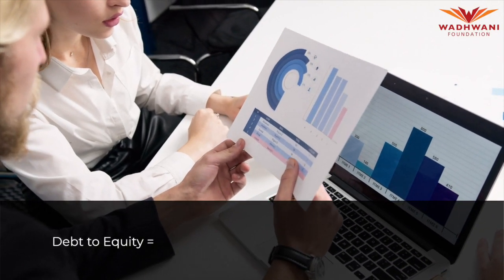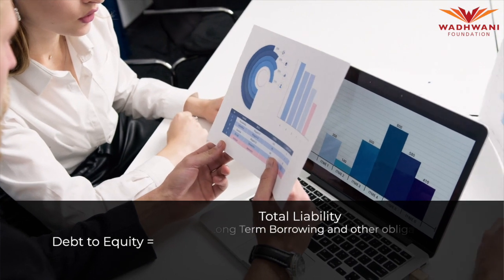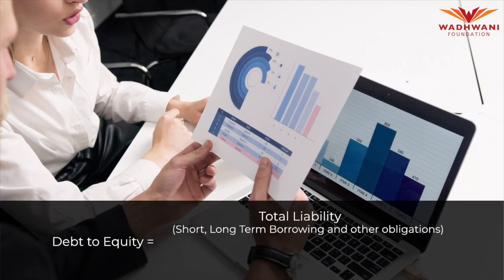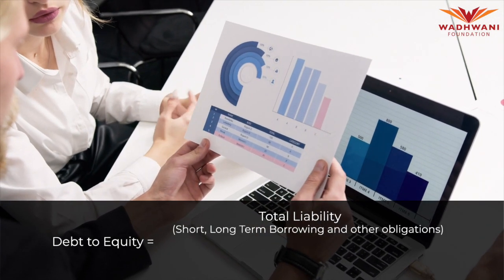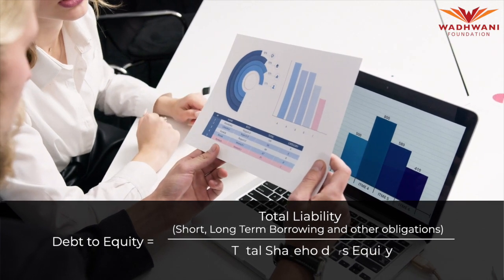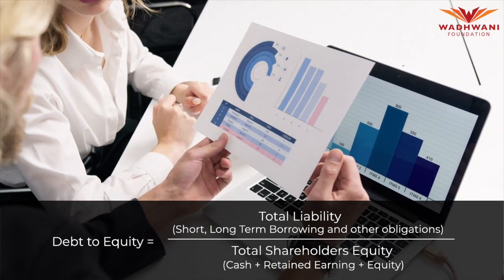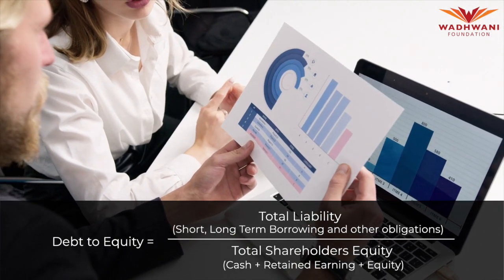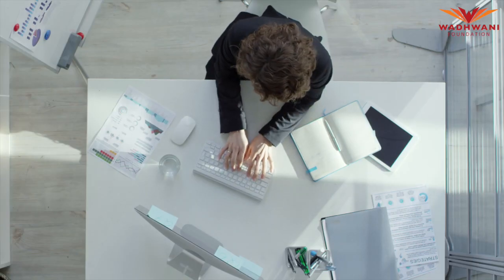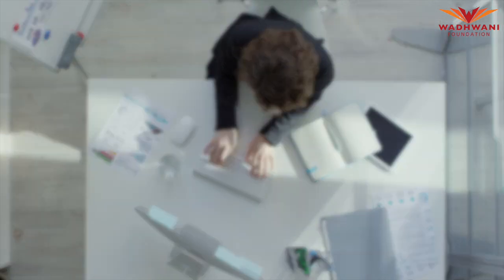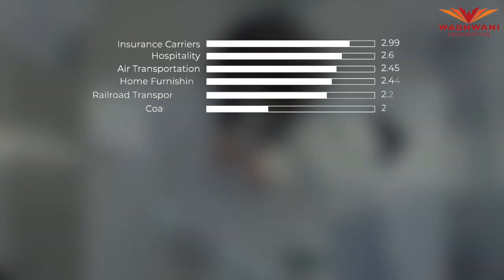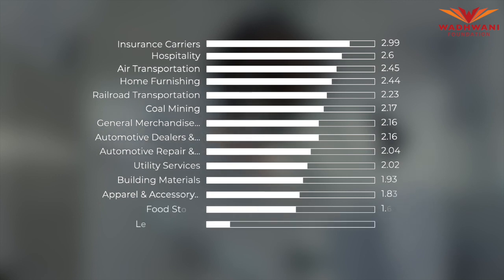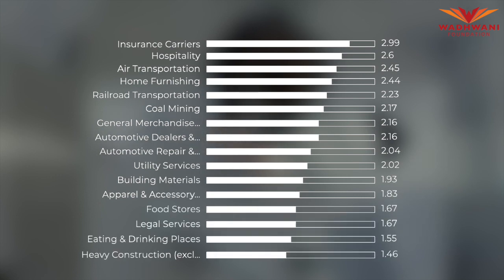Now, what is the formula? Your total liabilities, this 12 crore, which is 10 plus 2, divided by your total shareholders' equity, which is the equity that you are putting in, the 3 crore. This gives you the debt to equity ratio for a given entity. Now, how do you compare debt to equity? There are different industries, and you have to compare your debt to equity by the industry you belong to.